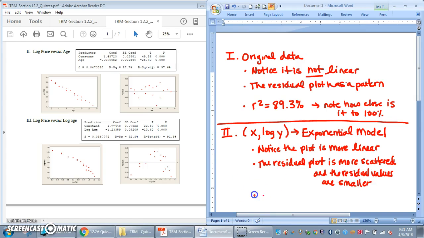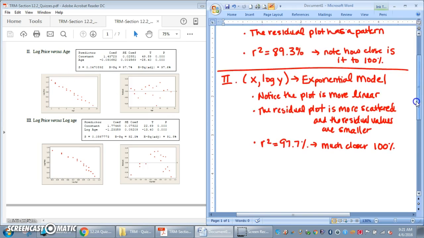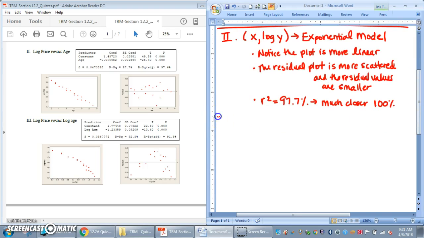Then again, that third thing you want to look at is the R-squared value. The R-squared value for our Roman numeral 2, or our exponential model, is now 97.7%. And wow, that's much closer to 100%. What we're looking for is which one is our best model. Is 1 the best way to see a linear fit? Well, maybe not, because we said it was not linear. Is Roman numeral 2 the best way to see a linear fit? Then we just want to look at our third plot.